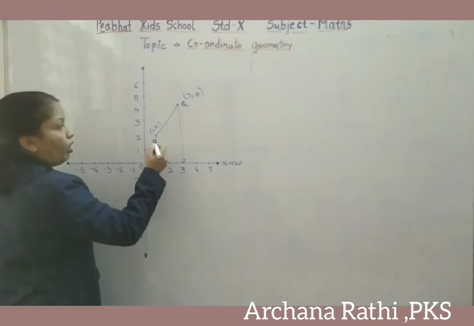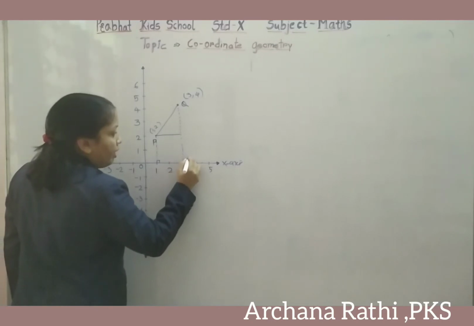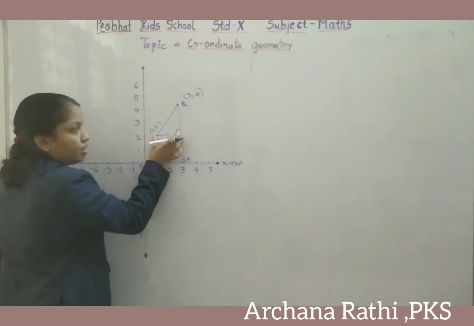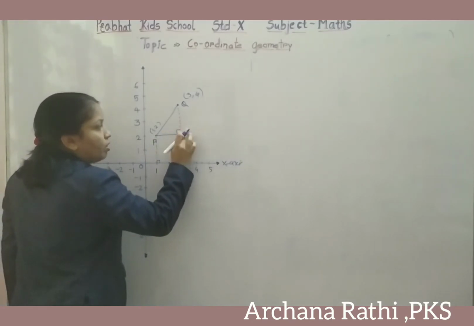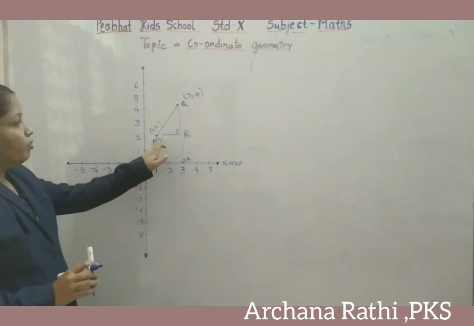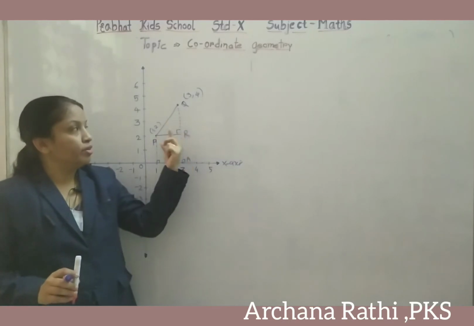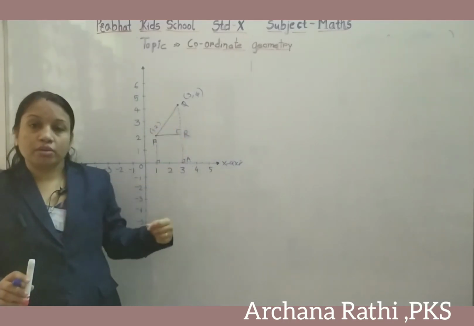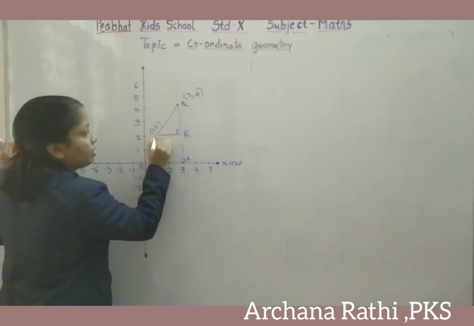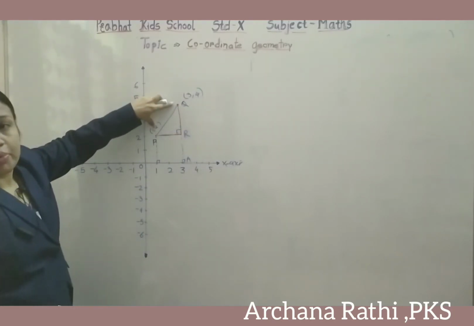Now draw the perpendicular from P on QA. Suppose we name it R. If you draw the perpendicular on QA, this distance and this distance are the same. Now what we form, PQR, is a right angle triangle. Now we are discussing how to find the distance between two given points by using the Pythagoras theorem again. So I can apply the Pythagoras theorem and find the PQ distance.